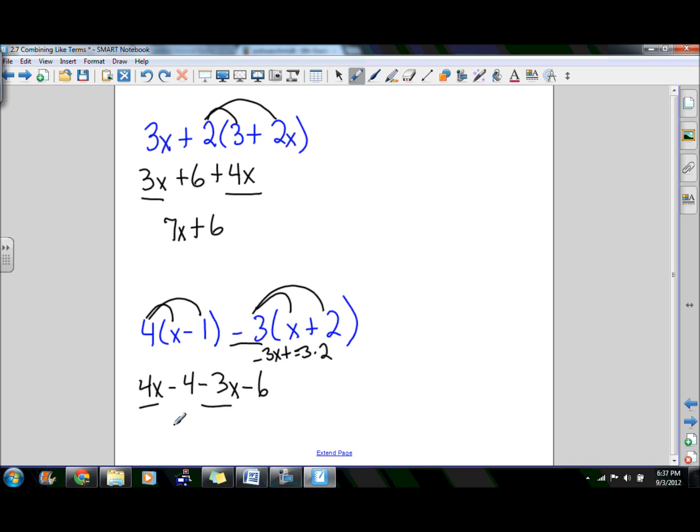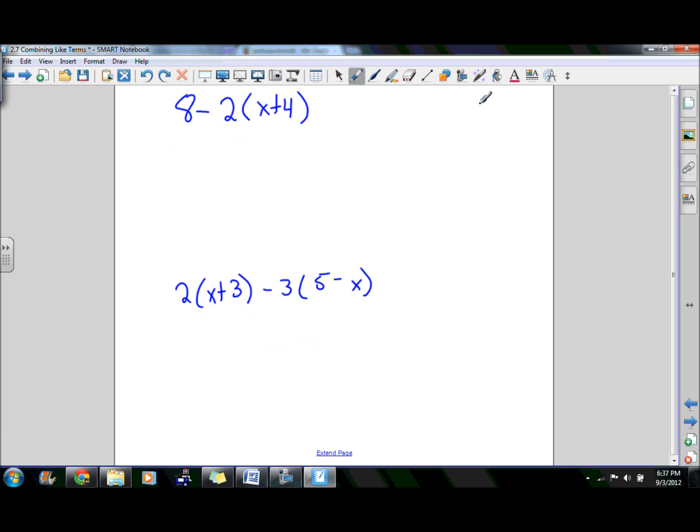Last step, we just combine to give me 1x, or just x, minus 10. Okay, I'd like you to pause and try this on your own.